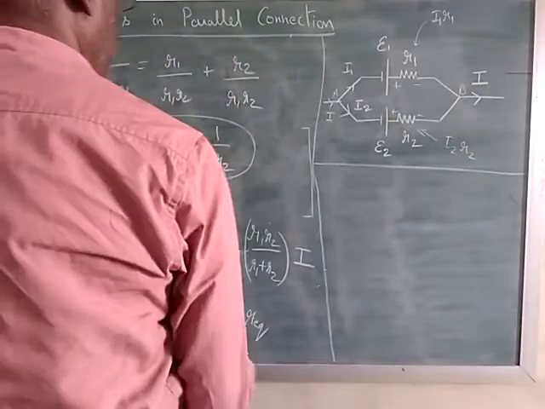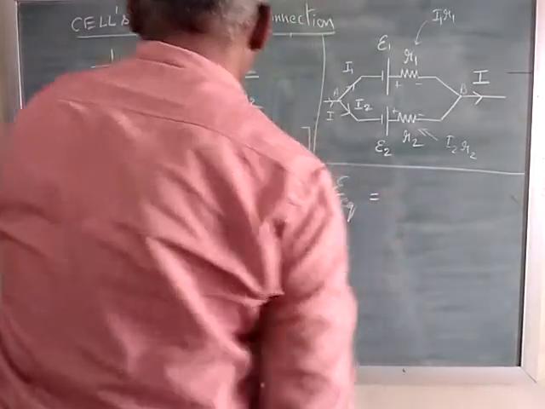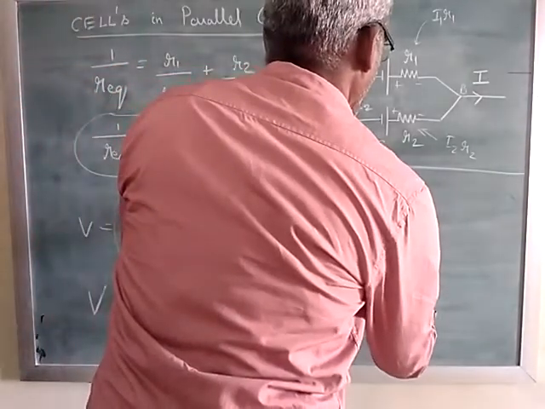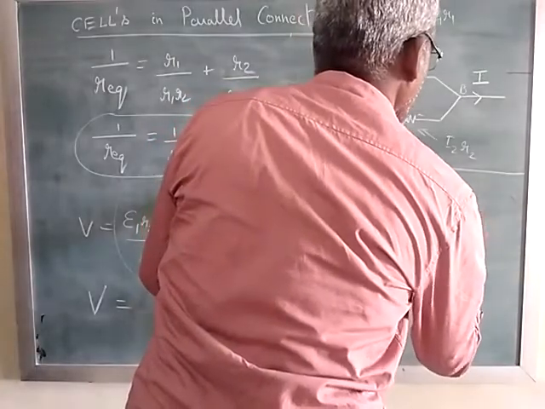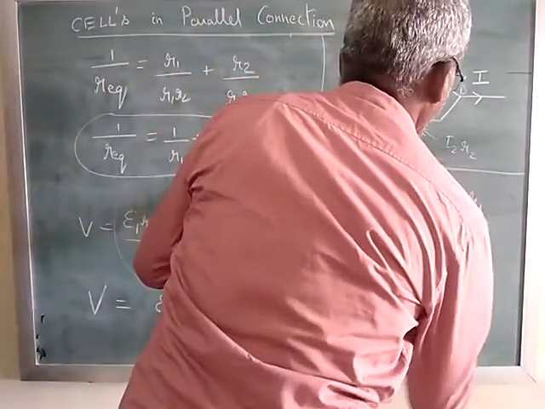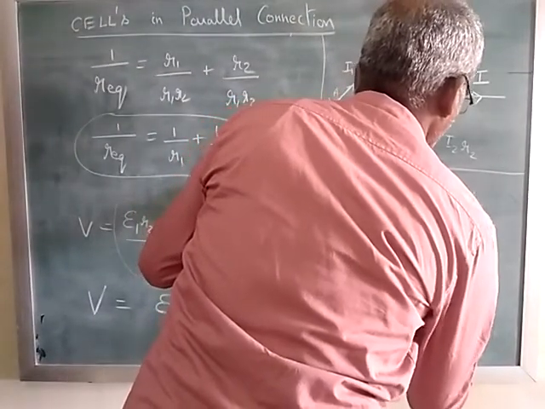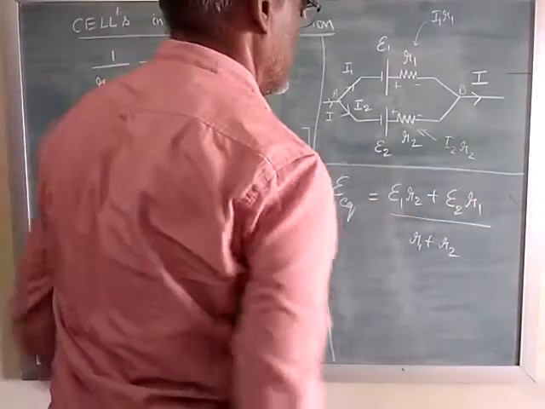So we have E equivalent is equal to (E1 R2 plus E2 R1) by (R1 plus R2). That means I am writing this E equivalent as it is.